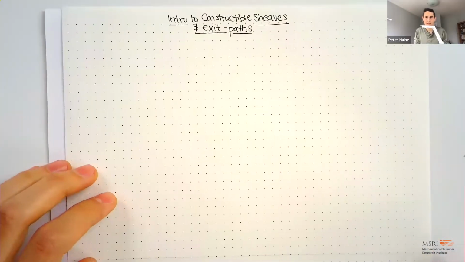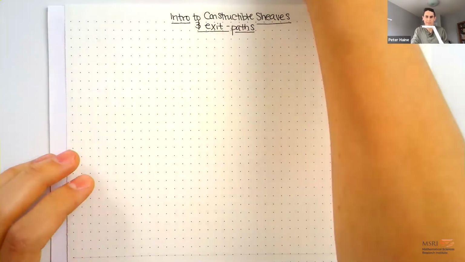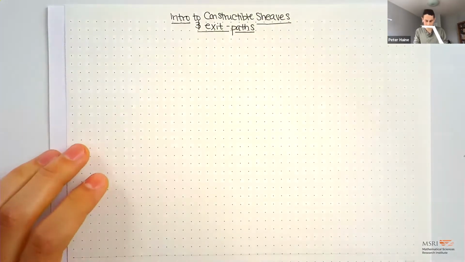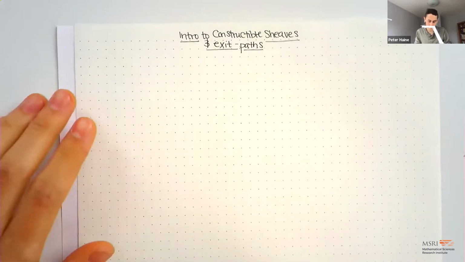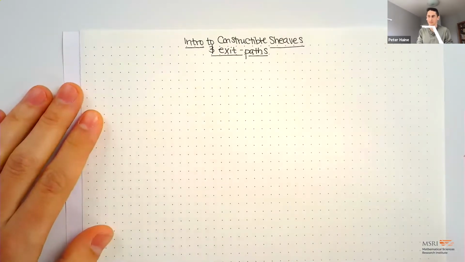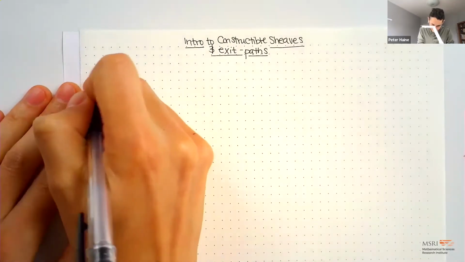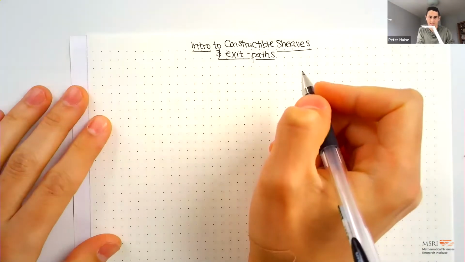Today I want to talk about constructible sheaves and exit paths. So let me first remind ourselves about what we did during the first week.